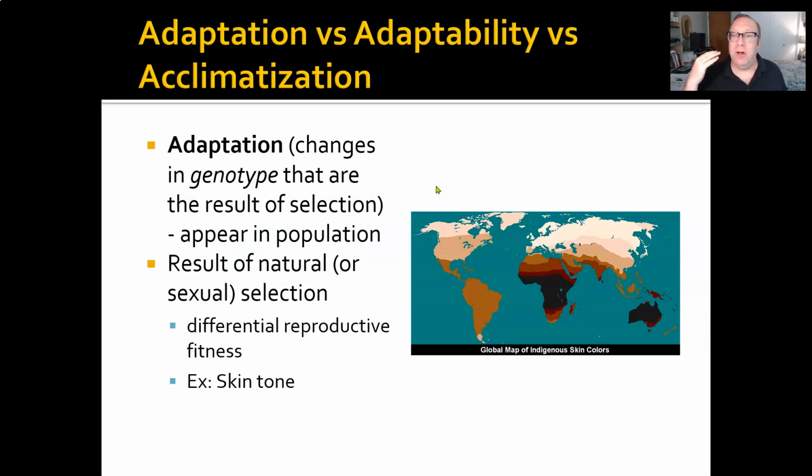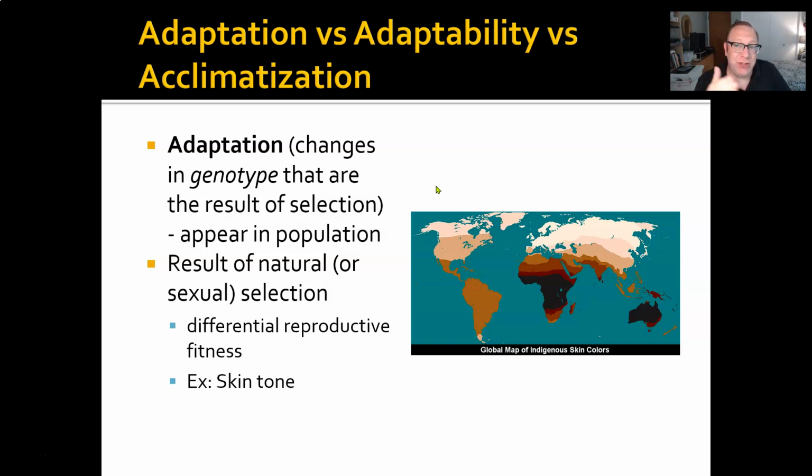Okay, now we can talk about traits in terms of adaptation, which is the result of natural selection or other evolutionary forces, like we have been. But we can also talk about it in terms of adaptability and acclimatization. Our bodies are flexible, especially human bodies. We're very good at adapting to multiple environments. So let's talk about the differences between these very closely related terms.